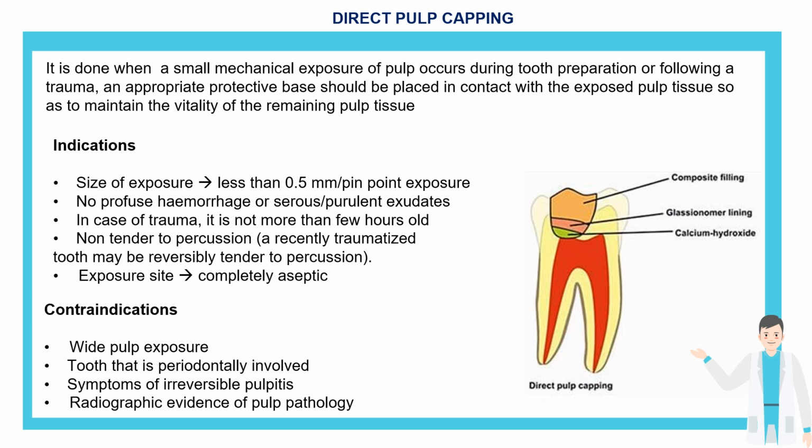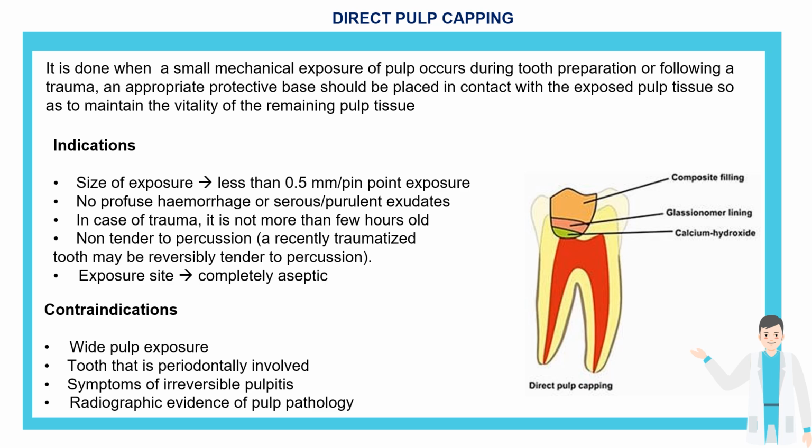Moving on to direct pulp capping, it is a procedure which is done when a small mechanical exposure of the pulp occurs during tooth preparation or following a trauma. Here, an appropriate base should be placed in contact with the exposed pulp tissue so as to maintain the vitality of the remaining pulp tissue.